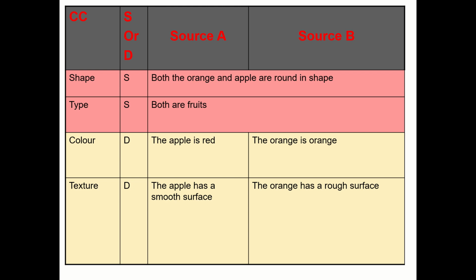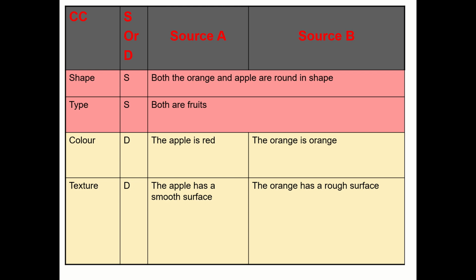Now, we take a look at source A and source B. They're both round in shape. So the similarity here, I would say the common criteria is shape. Both are fruits. The common criteria is the type. Source A, apple, is red. Source B, orange, is orange. So they are different, right? So this is comparison in terms of color. Source A, apple, has a smooth surface. Source B, orange, has a rough surface. They are different in terms of texture.